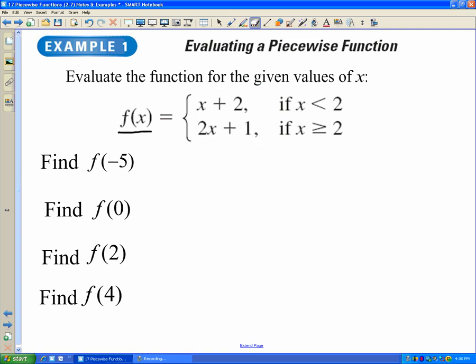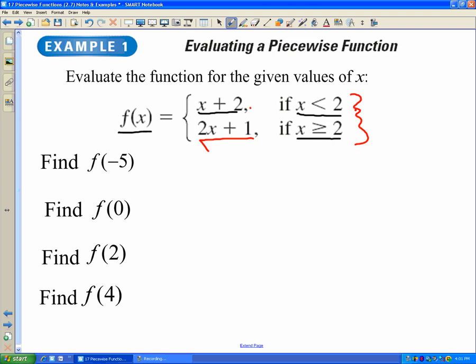Where do I choose which one? When x is less than 2, I want to use x plus 2. Where x is greater than or equal to 2, I then want to use 2x plus 1. This is the difference. As I work through here, I always ask myself, what part of the domain am I looking at? Depending on the part of the domain, I will then choose the part of the function that I'm going to use.